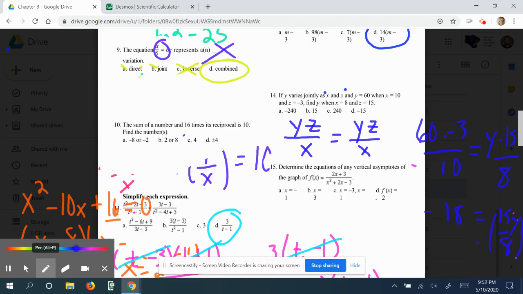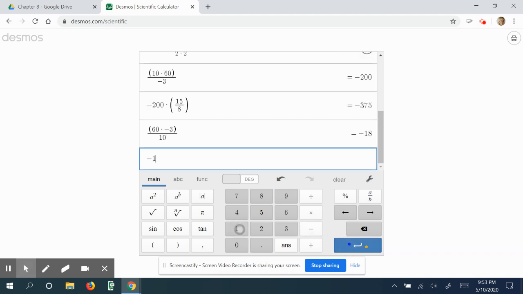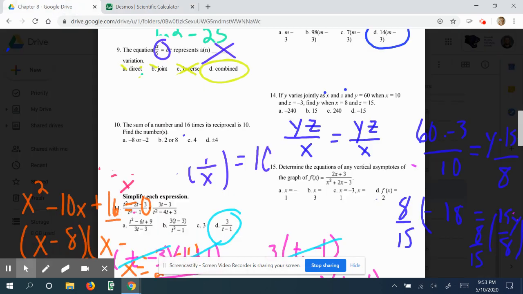Okay, I'll multiply both sides by 8 over 15. So negative 18 times 8 over 15, we get negative 9.6, which also is not an answer. What do you think we have to do?